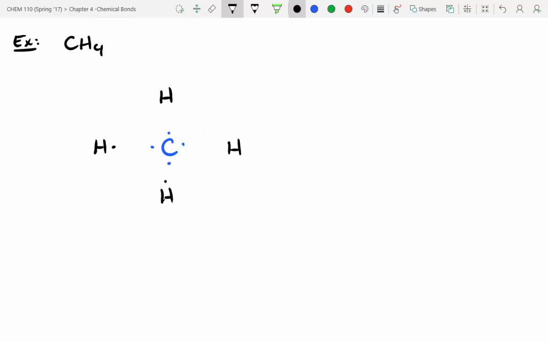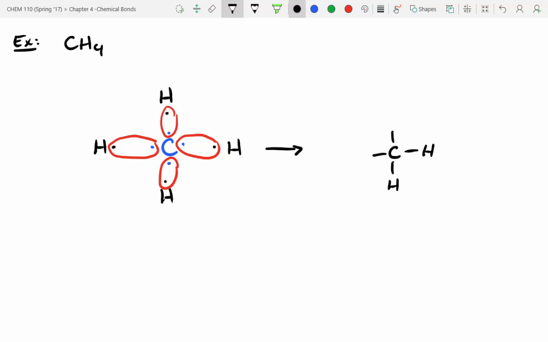We said it has 1 electron. It's pretty easy for this one, right? Pair up this, this, this, and this. How many lone pairs do we have? None. So some compounds will have lone pairs, others will not. It really depends on the Lewis dot structure.